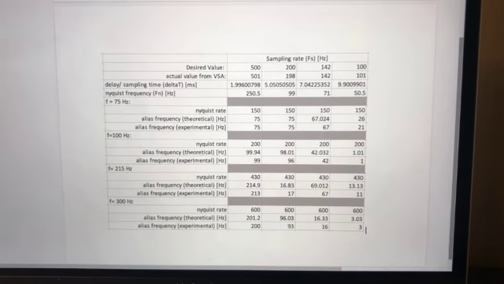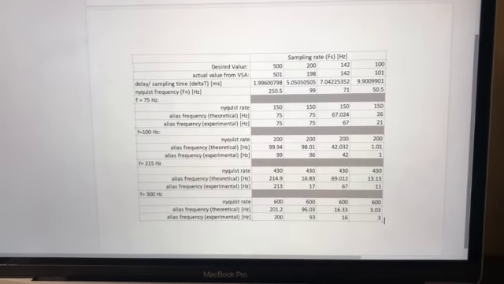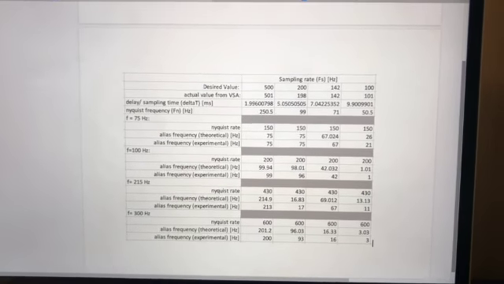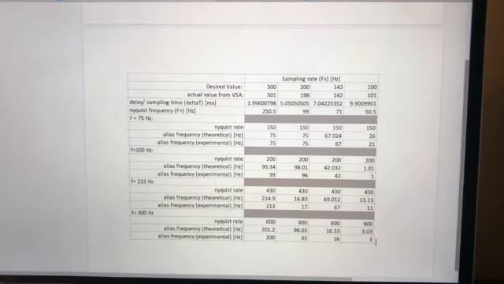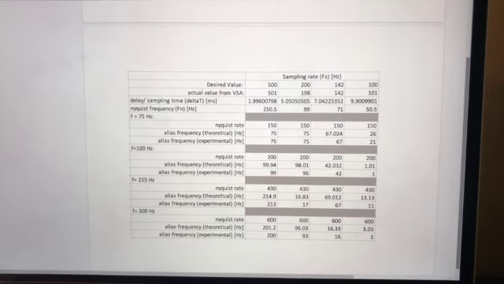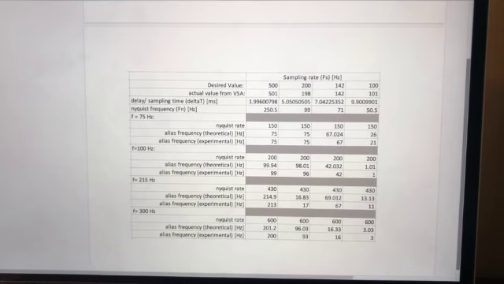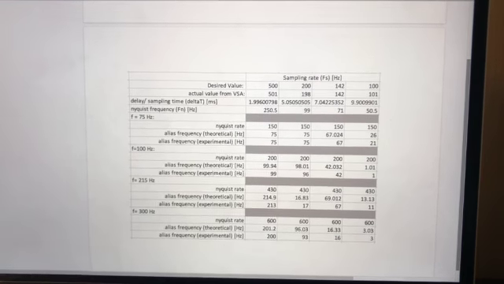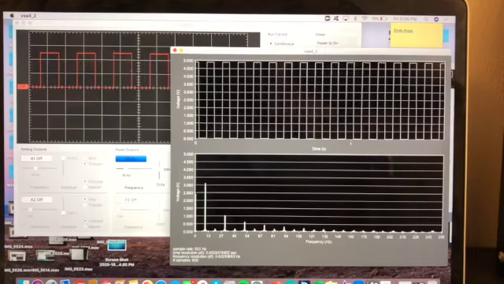In this chart, you can see the Nyquist frequency, which is half the actual value, the Nyquist rate, which is 2 times the signal frequency, and then you can see the theoretical alias frequency versus the experimental alias frequency. It's important to note that when the sampling rate frequency is greater than the Nyquist rate, there is no aliasing observed. Here's the square wave.